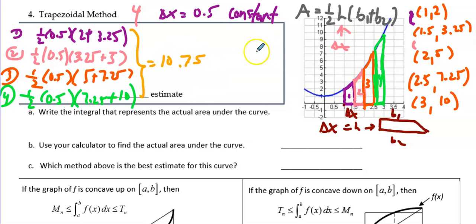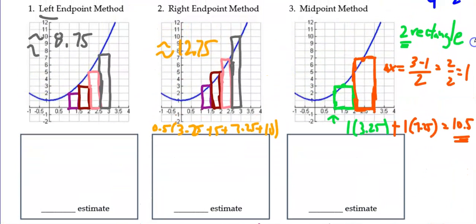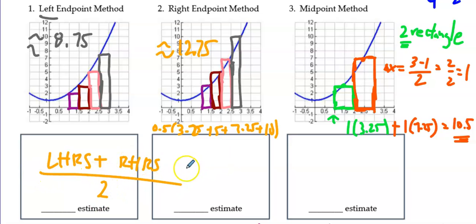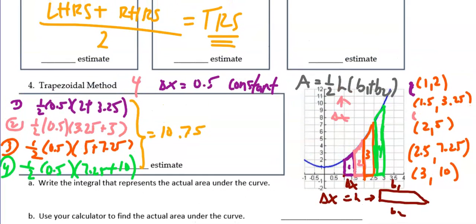10.75. Okay, so a couple things I want to talk about with this. But first of all, let me just go ahead and say this before I forget to say it. I will tell you guys that the trapezoidal method will give you the average of these two things right here. So if you take the left hand Riemann sum and you add it to the right hand Riemann sum and you divide that by 2, you're always going to get the trapezoidal Riemann sum. Okay, so the average of the two is going to be your trapezoidal Riemann sum. So that will always work out. So that's the first thing.